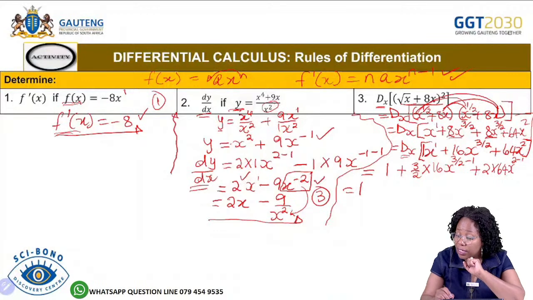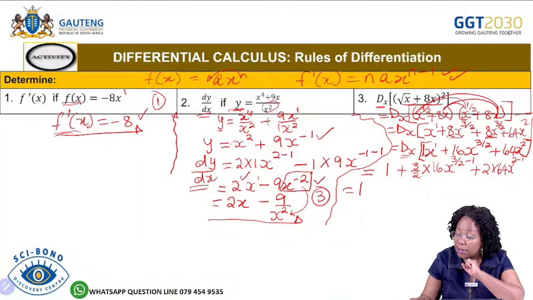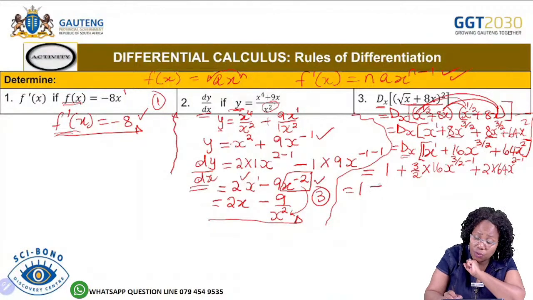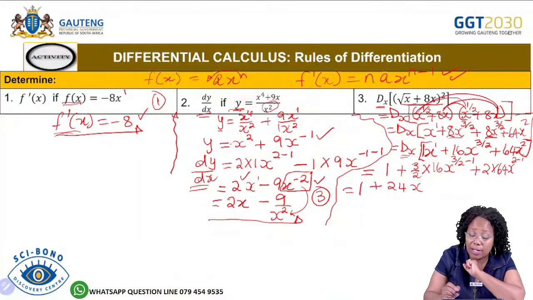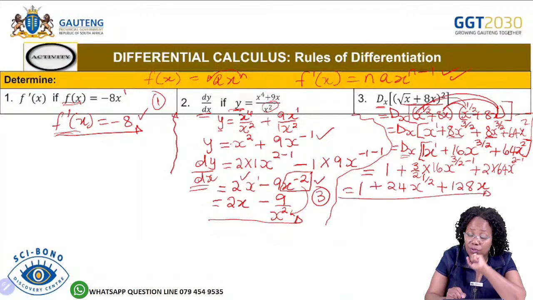And then down for the second one, we are having 3 over 2 times 16 divided by 2, which is 8. 8 times 3, that is 24. Then this will be plus 24x. And then 3 over 2 minus 1, you'll be left with a half there. And then plus 2 times 64, that will be 128. And then x to the power 1 because we have 2 minus 1 there. Then that is your derivative, grade 12.